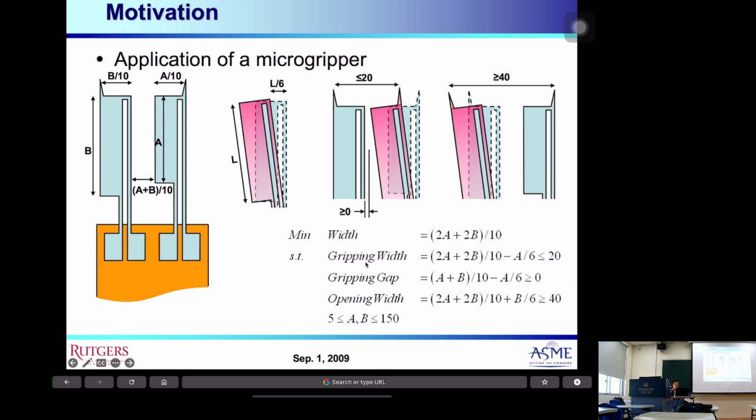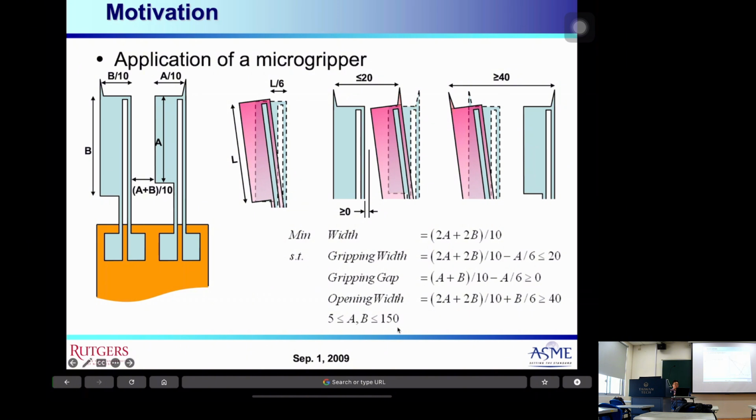The gripping width, that is this one, has to be lower than 20. Gripping gap is this one, so it doesn't collide. It has to be positive. And when you open up, it has to be 40 micron wide at least. And we set A and B to be within 5 to 150 micron. Okay, that's a very simple optimization.